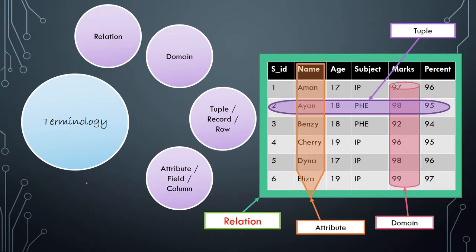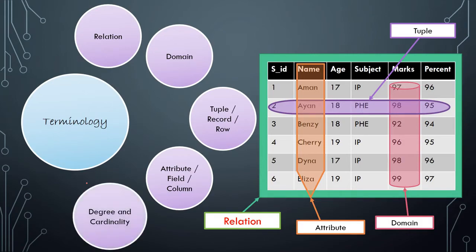Attributes are the properties of any real world existing thing. So in case of RDBMS, columns or the vertical ones, fields, are known as attributes. The horizontal ones, rows and records, are known as tuple. Now the next terms arise: degree and cardinality. What is a degree in a table and what is cardinality in a table?